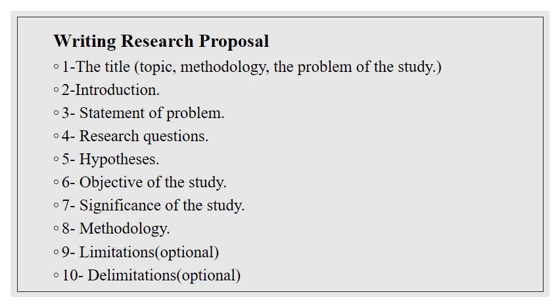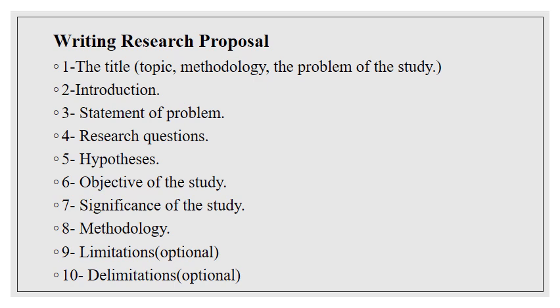The title, the topic, methodology, the problem of the study. The title, and we had in the previous class how to write a good research title. Then introduction, statement of the problem, research questions, hypothesis, objectives of the research study, significance of the study, methodology of the study, limitation, and the limitation in these are optional. You can do them or not.